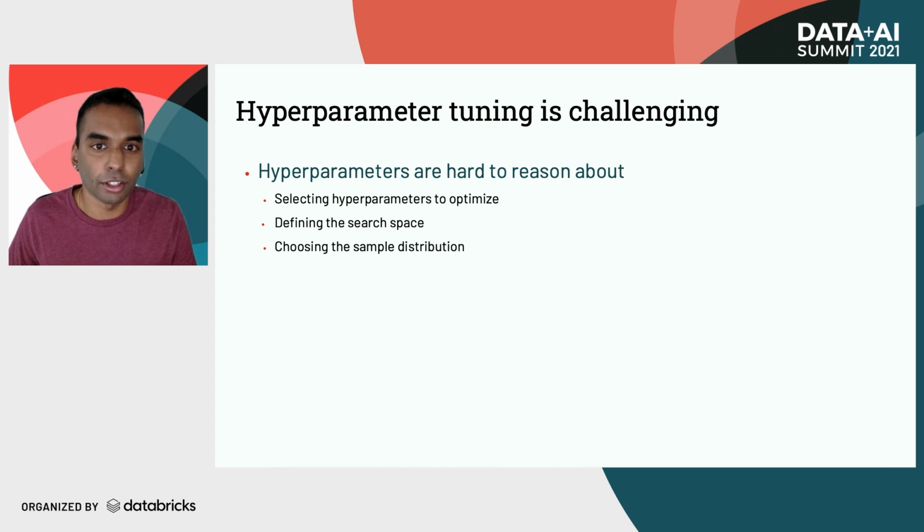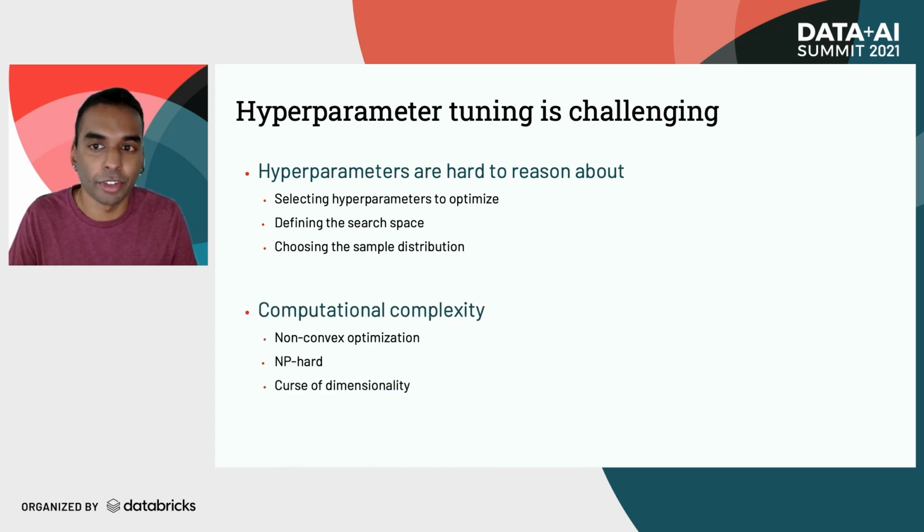Additionally, there's a great deal of computational complexity associated with this problem. We're solving a non-convex optimization problem, like the one depicted in this polynomial. Essentially, what this means is that we can't guarantee that we'll land at the optimal solution in any reasonable amount of time. It's an NP-hard problem, which is why we need black box strategies like Bayesian optimization.